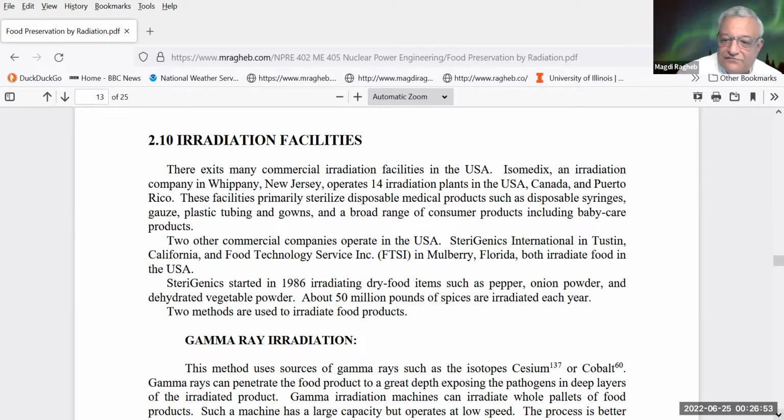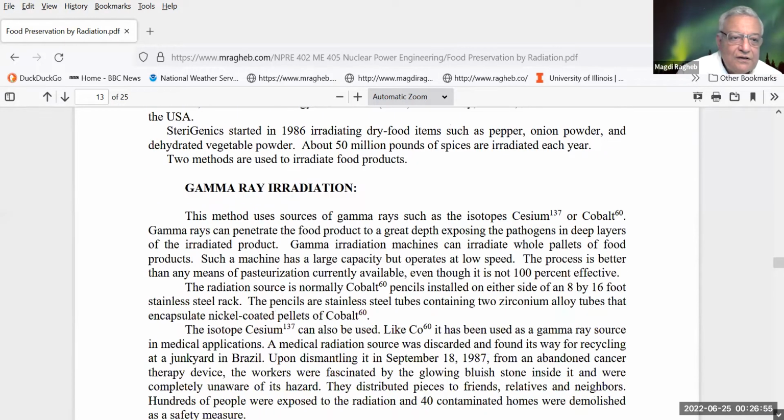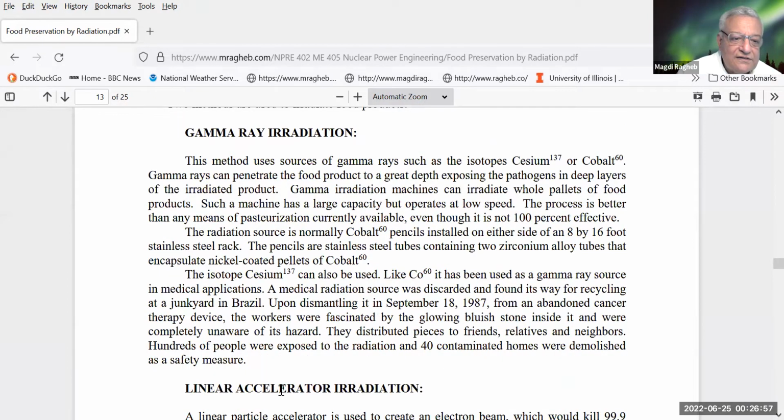We have irradiation facilities that use linear accelerators, that would be electron beams, but we can also use radioactive isotopes, the same as the space program uses plutonium-238. The two main isotopes that you can see in the table that I showed you last time are cesium-137 and cobalt-60. Cobalt-60 emits very powerful gamma radiation, and cesium-137 emits gamma radiation.